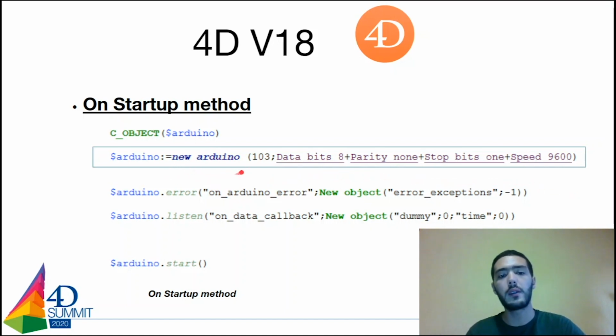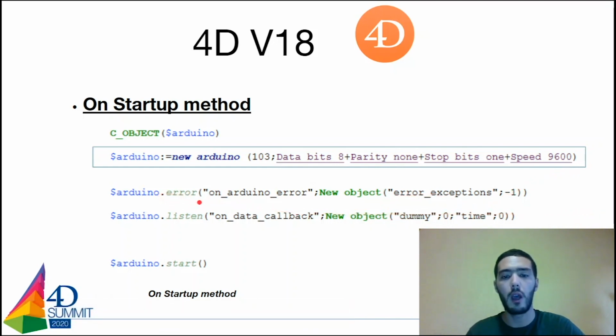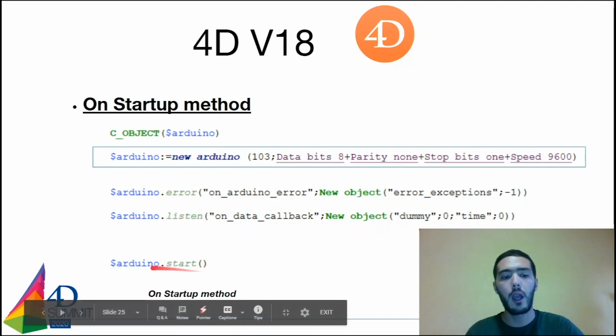So we've created a class called new Arduino, to which we pass as input parameters the port number and the configuration of the port. So this is what we'll have on the startup method, and we'll just define our error callback, and our listen callback, and we'll simply, thanks to this higher abstraction, just write Arduino start. We'll see how this is done. So what's actually inside new Arduino?